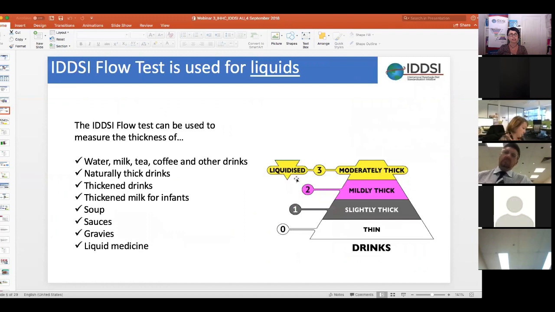So just a reminder again that the flow test is used for liquids. If you have something that already looks thick, like a mousse or a pudding, please don't put it in the syringe. There's no point, it won't flow. So that's probably just one thing to remember. So we're starting at the very top of the drinks here, looking at moderately thick.